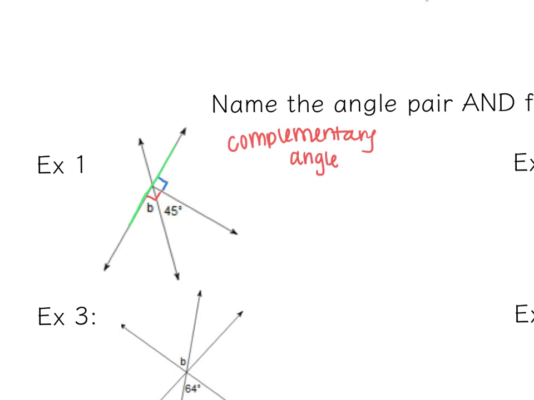And to find the measure of angle B, well, since we know together those angles equal 90, I would just do 90 minus 45, and that equals 45. So we know that B is going to equal 45 degrees.